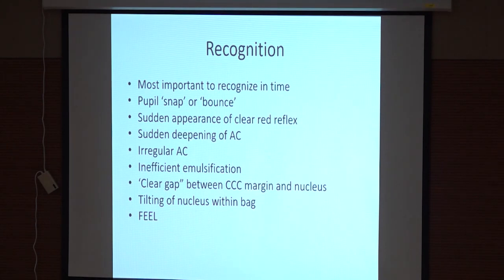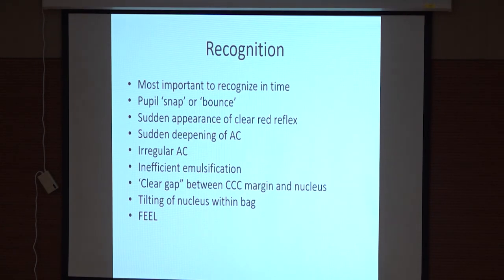And the next one is inefficient phacoemulsification. There is a fragment in the anterior chamber or just outside the bag, and somehow it's just not getting emulsified. It must warn you that there might be vitreous there, which is preventing efficient phacoemulsification, even when everything else is normal, your machine is set up all right and everything.